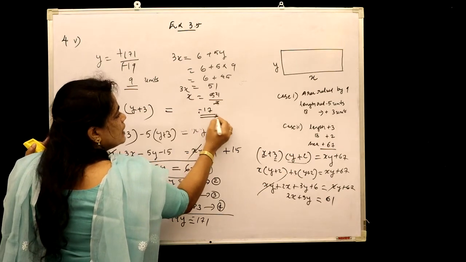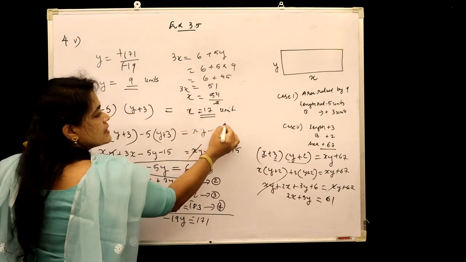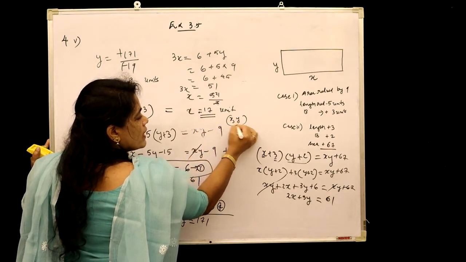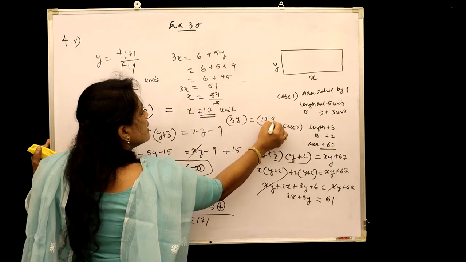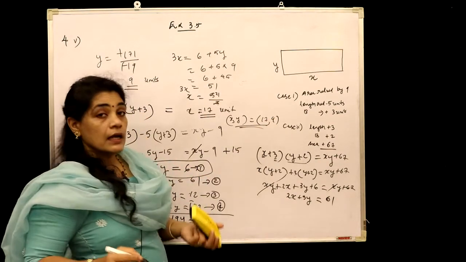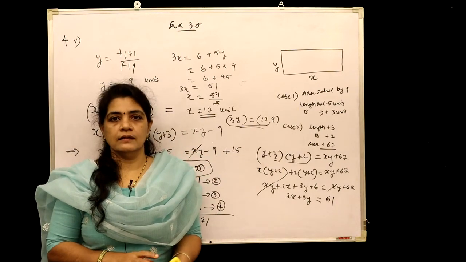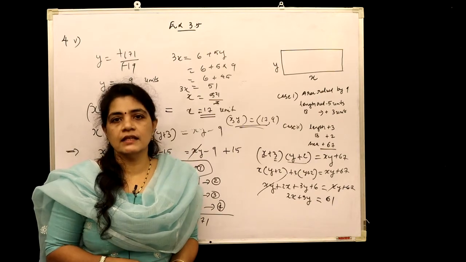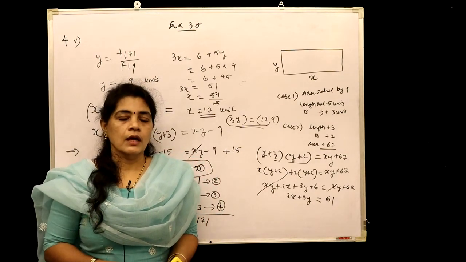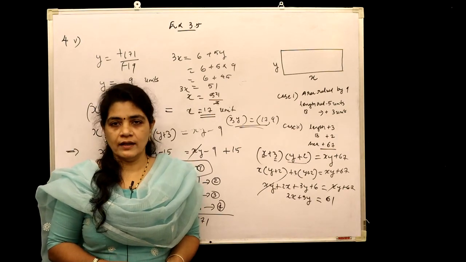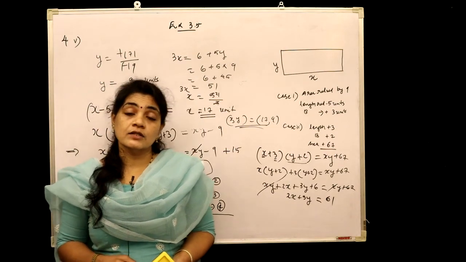That is 17 units. We have taken x as length and y as breadth, and we have seen that they are 17 and 9. These are the length and breadth of the required rectangle. After making these changes, we can easily calculate the measurements of length and breadth. This is all about exercise 3.5 in the case of word problems.